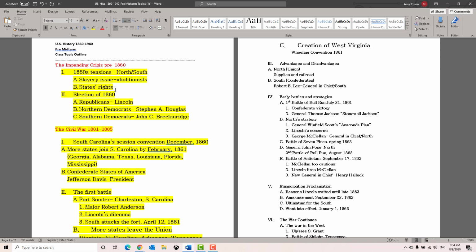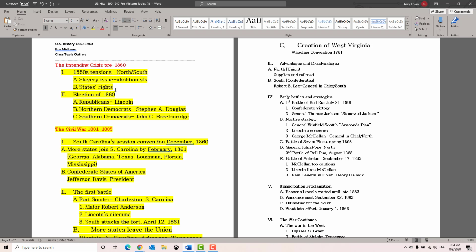And there were two main political parties in the U.S. at this time, the Democratic Party and the Republican Party. And yes, those are the same two parties that we have today. So, the Republican Party nominated to run for president Abraham Lincoln, a lawyer from Illinois.